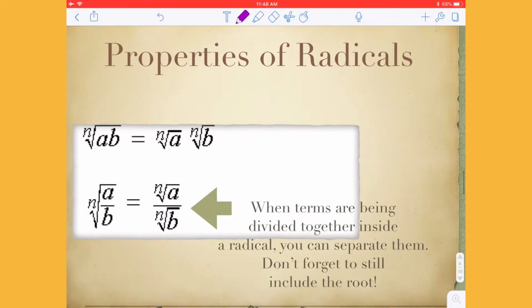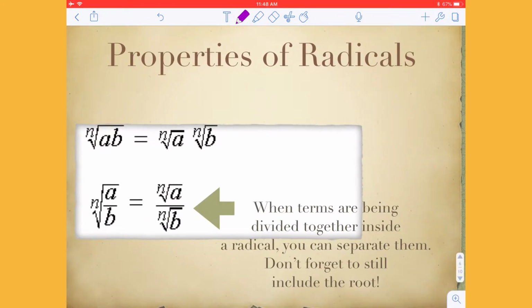The second one says the same exact thing, but this deals with fractional values. So when you have a radicand that is a fraction, you can go ahead and separate your radical on top and bottom and simplify separately. So these are super helpful. You'll use these throughout the class.